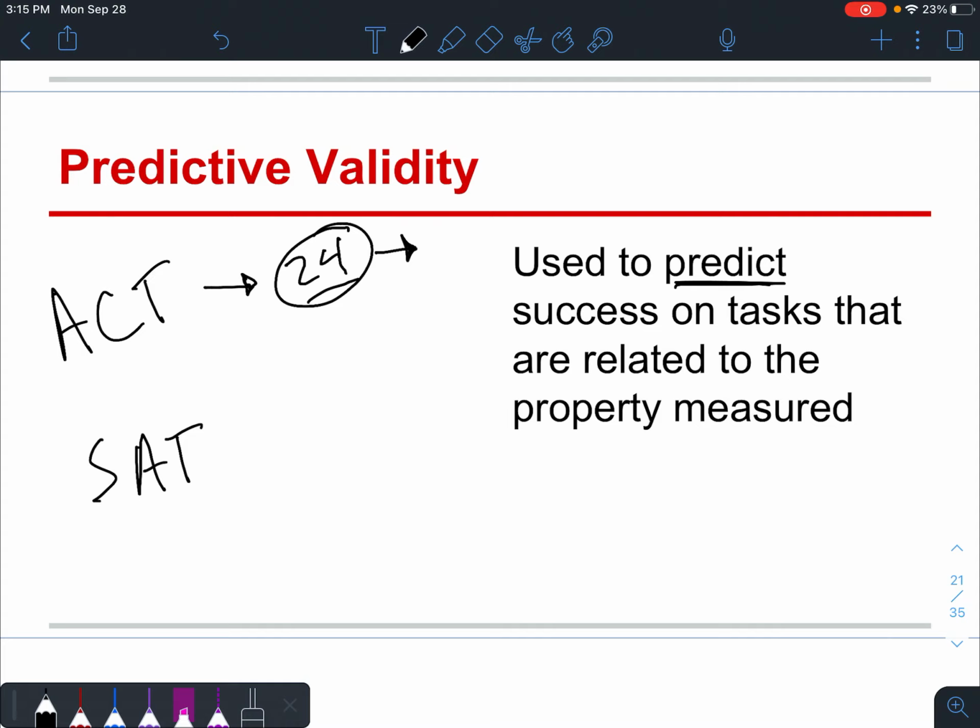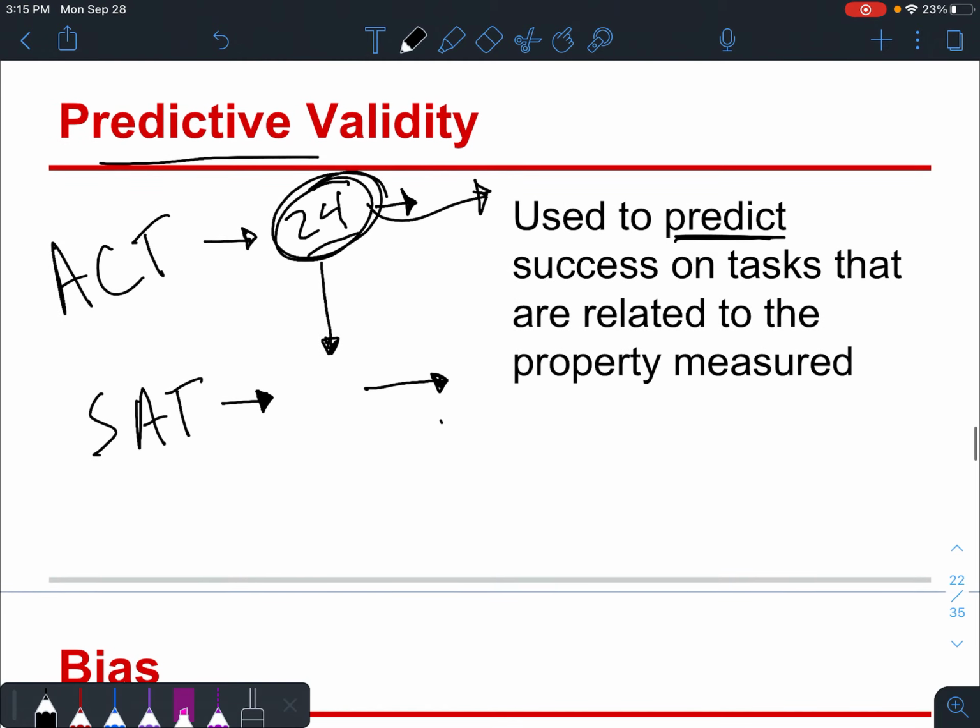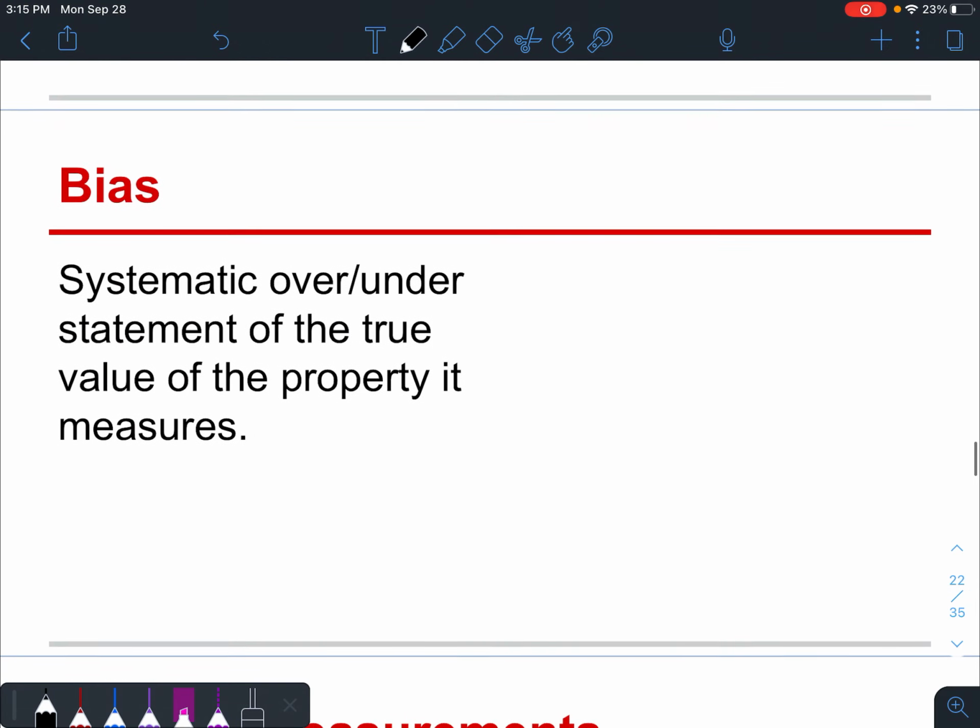The higher you score, the higher chance you have to be successful as a college freshman. SAT, I'm not entirely sure what the scoring range is there, so I don't want to give you a score and have it not make any sense. But SAT is the same story. Whatever the equivalent of the 24 is on the SAT, you could use that to predict success as a college freshman. So predictive validity is a score that is used to predict something else on tasks that are related to the property measured. And that's really all we'll talk about that. So just know that that's out there.